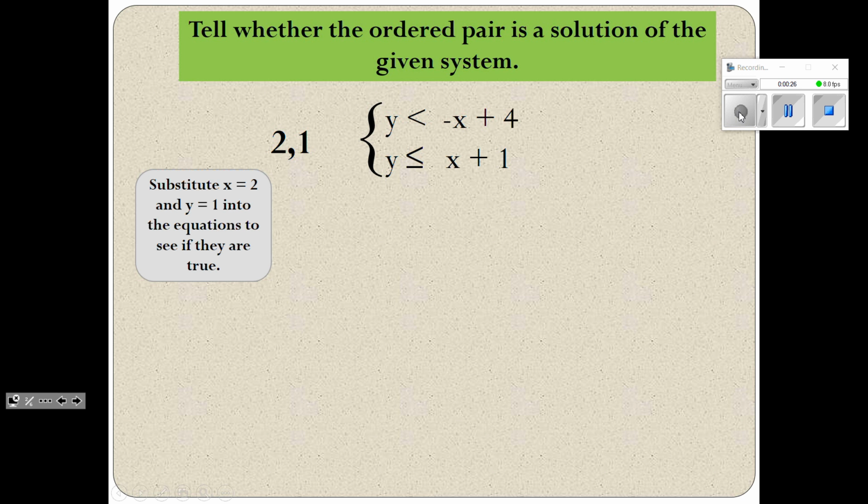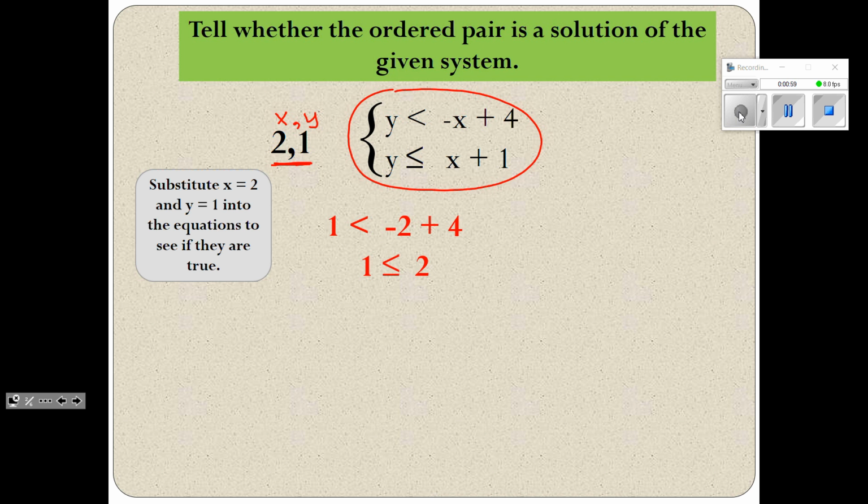So if we were to graph these two lines that are right here, would the ordered pair (2, 1) be part of the shaded, double shaded region? We can do that by plugging it in. Our 2 is our x, our 1 is our y, so we're going to plug those in. For the first equation, we plug in 1 for y. 1 is less than, and then we plug in the opposite of 2, which is negative 2, plus 4. Then when we solve that, we see that 1 is less than 2.